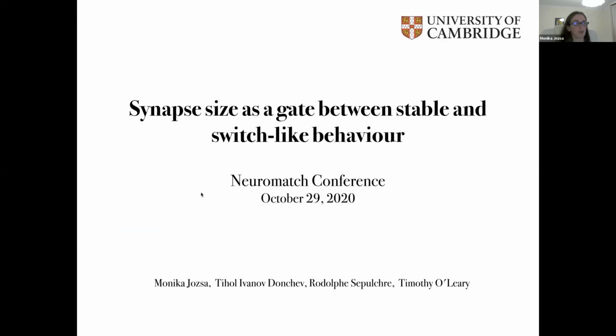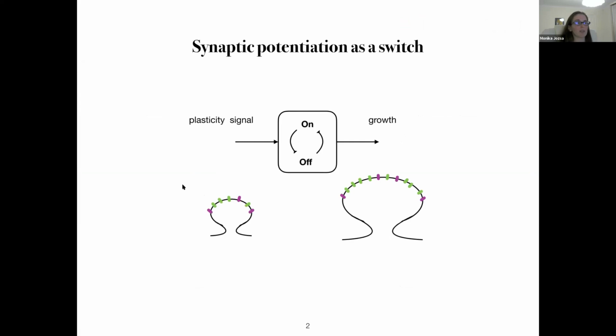So today I'm going to talk about an idea that my supervisor and group leader, Timothy O'Leary, had some time ago, which is that neurons might use their synapse sizes to elaborate different types of computations. Synaptic potentiation means that after spiking activity, synapses grow. Let's focus on the dendritic spines of the postsynaptic neuron. When this growth happens, it happens on a much longer time scale than the spike itself.